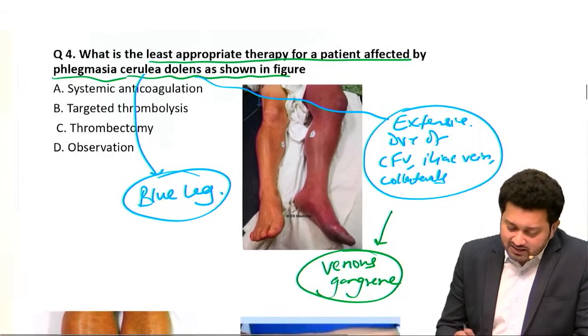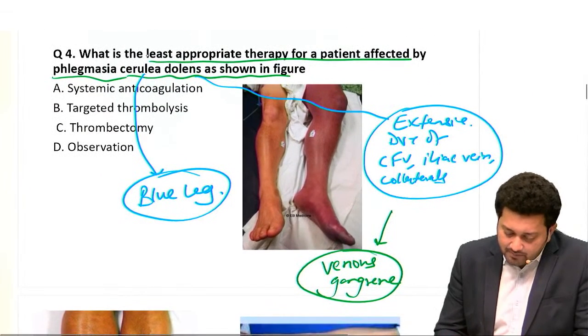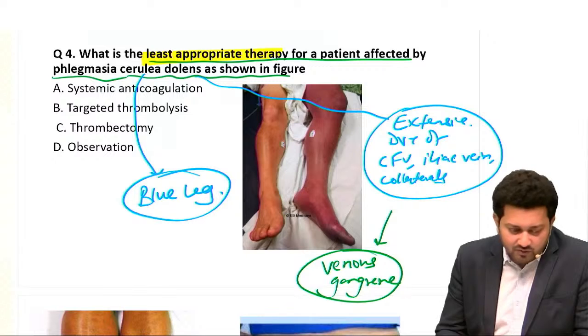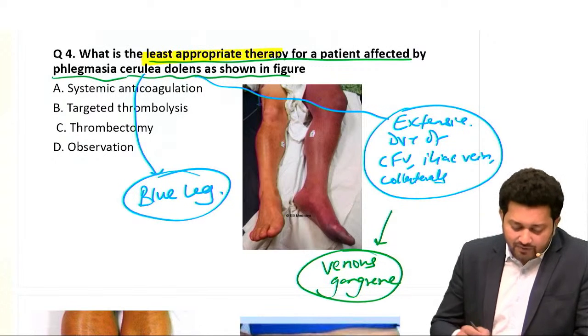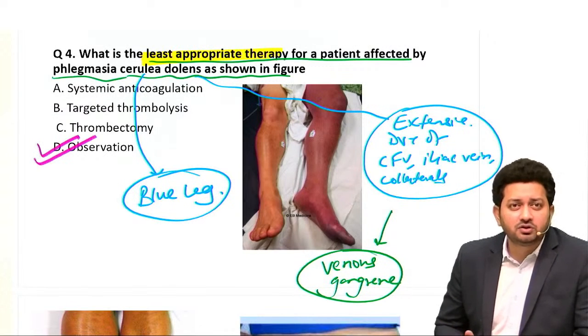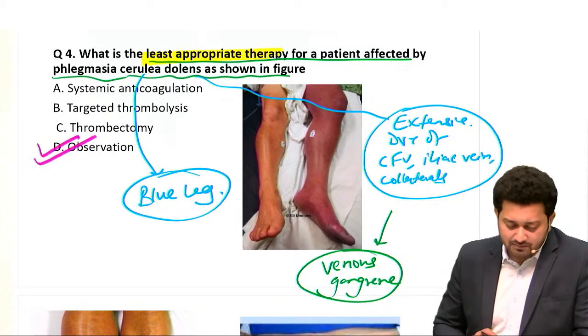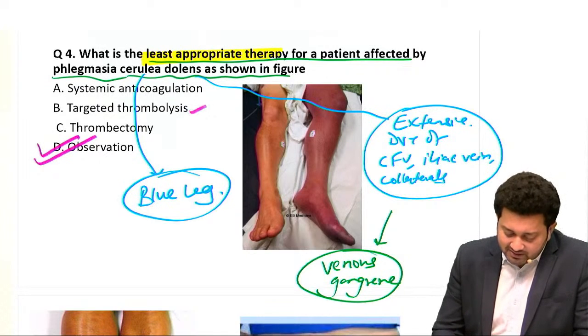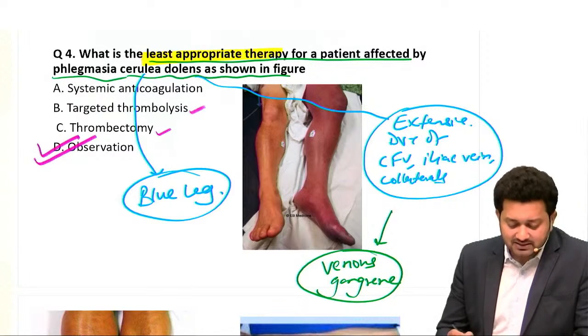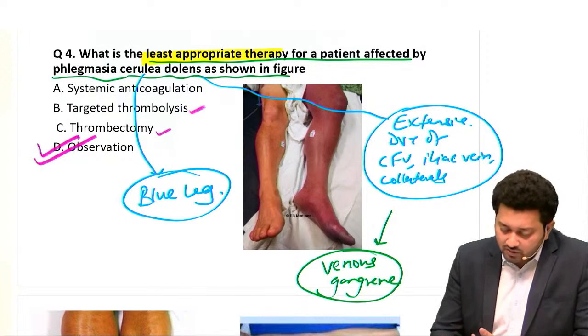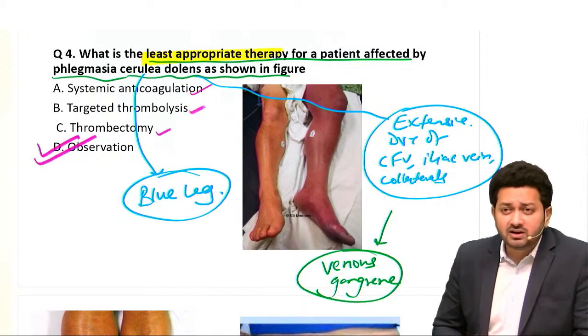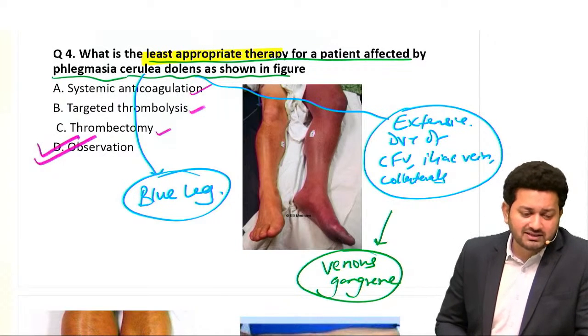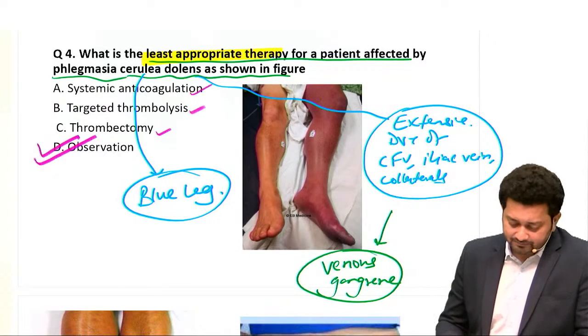So the question is, what is the least appropriate therapy? I am sure all of you have done this correctly. Observation. Okay, this you should not do. Your patient will lose the limb. Targeted thrombolysis can be done. Surgical thrombectomy can be done. Systemic anticoagulation can be done. But observation is something you should not do. This is a kind of surgical emergency.